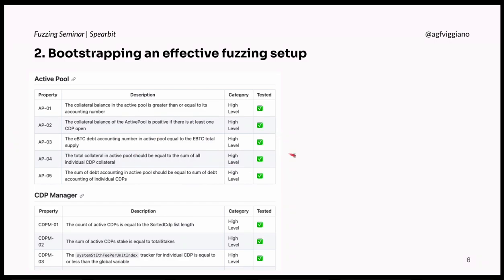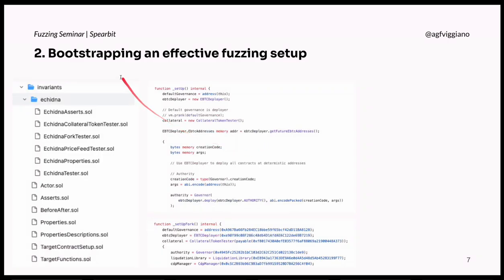So we created this markdown file. We are tracking our properties and doing them one by one in order of priority. Then we also created some configuration files and some helper contracts that would help us with our fuzz testing.